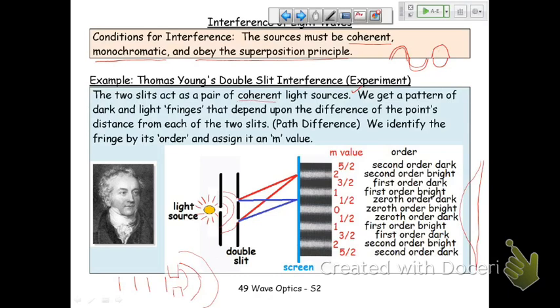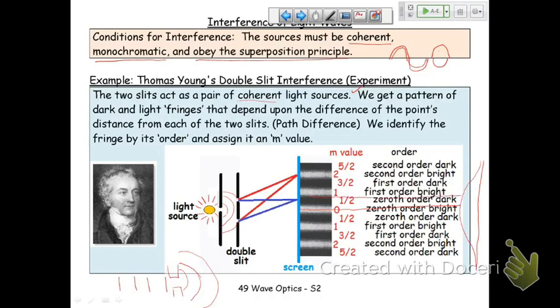Now, we need to do some terminology naming here, and this is where it gets confusing. So we have the 0th order. First of all, break this diagram in two, because it's symmetrical, going up and going down. Okay? And starting on the middle bright fringe, it's a 0th order bright fringe, and its m value is 0. Go to the next fringe out, the darkness. That's the 0th order dark fringe, and its m value is a half.